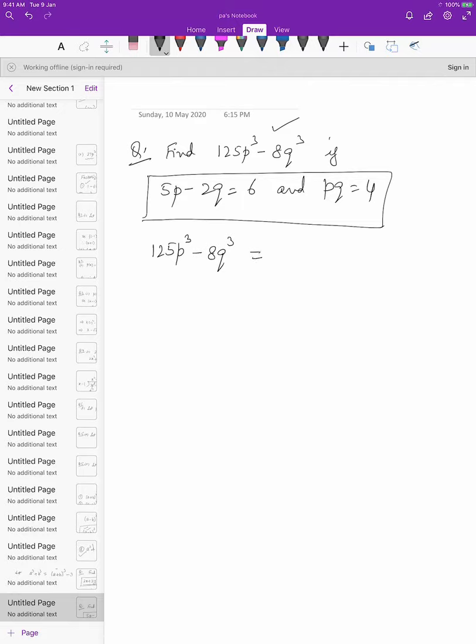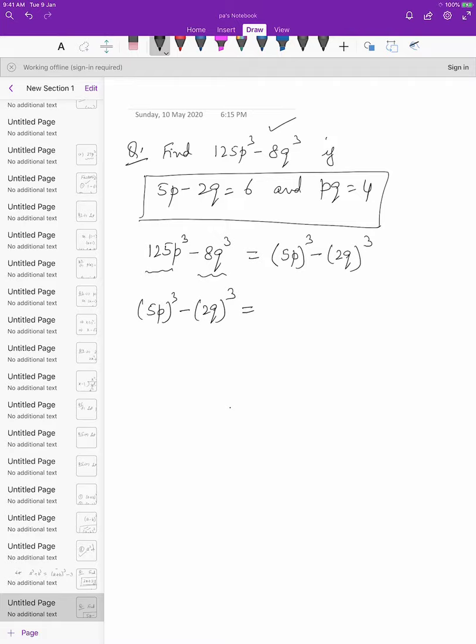So we'll first try and write it in the form of a cube minus b cube. Right now this is not in the form of a cube minus b cube because it is not written in the perfect cube form. So 125 is the cube of 5. 5p whole cube minus 2q whole cube. So now we can use the identity for a cube minus b cube, but which one? The first one for a cube minus b cube, which we use for calculation purposes. I am just writing down the identity here.